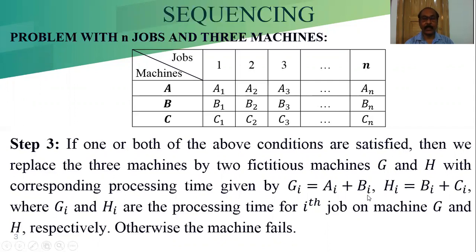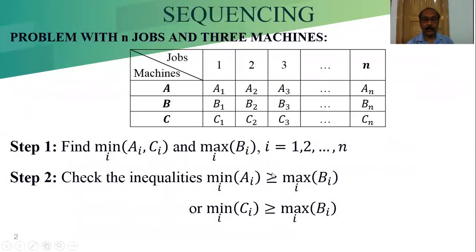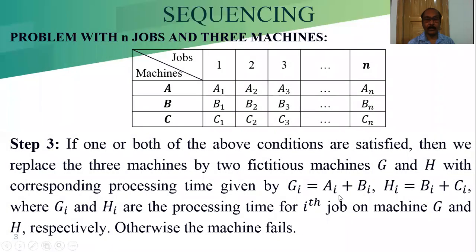That means after converting that, we apply whatever we learned in the n jobs two machines problem. That we can do. Where Gi and Hi are the processing times for the ith job on machines G and H respectively. Otherwise, the method fails. That means if the conditions we learned are not satisfied, then we cannot proceed and we cannot solve that type of problem.